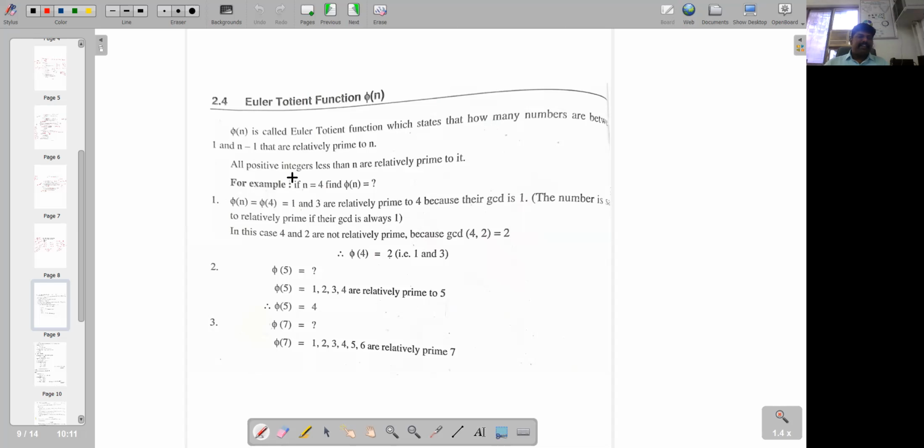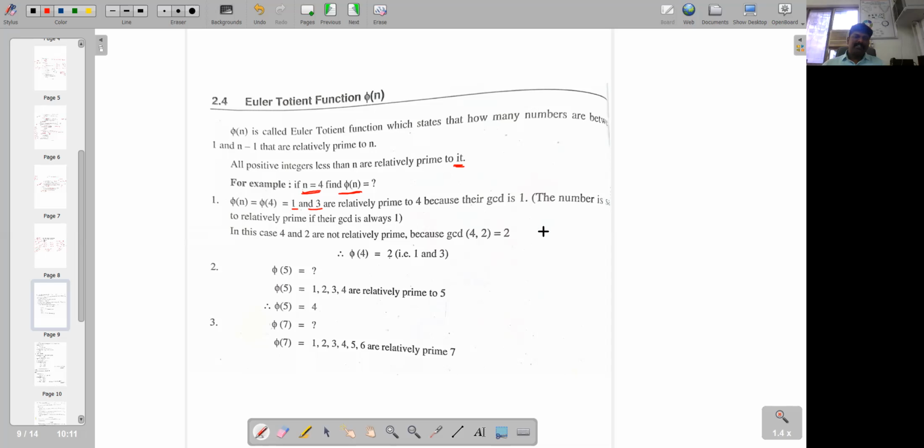Suppose you are taking any two relatively prime numbers. For all the numbers present between 1 and n minus 1, the factors are relatively prime. All the positive integers less than n are relatively prime to it. So suppose I want to find phi of n when n is equal to 4. Phi of n means the relatively prime numbers less than 4, which are 1 and 3.